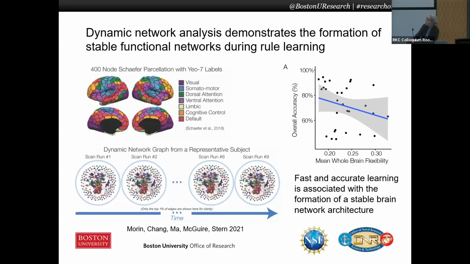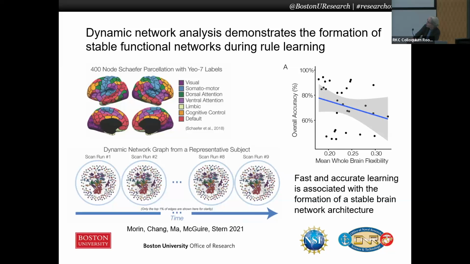And just to jump very quickly to another study that was done in my lab, primarily by Tom Marin, and also in collaboration with Joe McGuire, which uses these dynamical network analysis methods to look at changes that occur across time. So again, in this case, we take these 400 nodes from the Schaefer atlas.